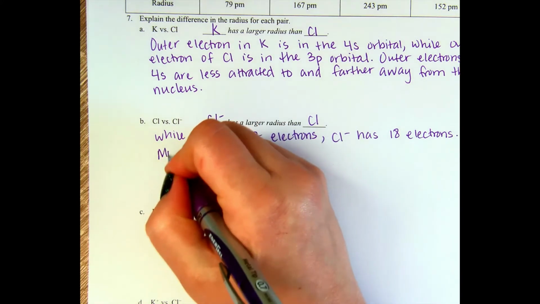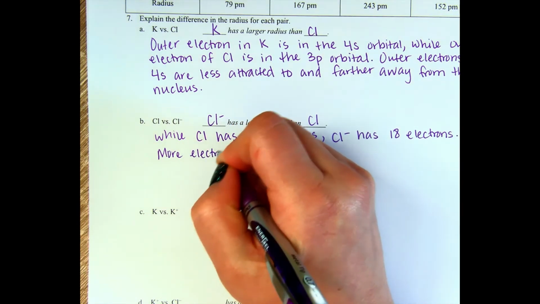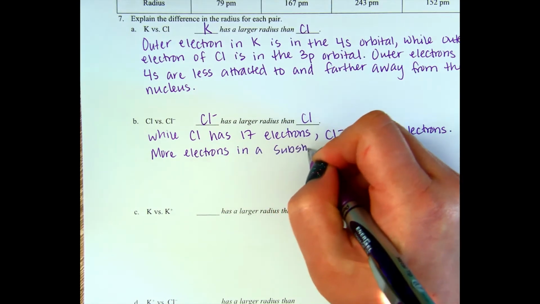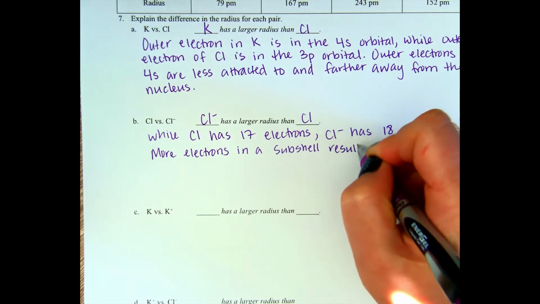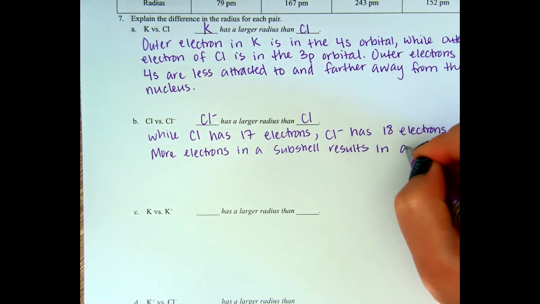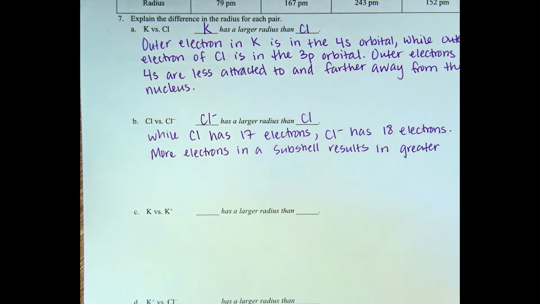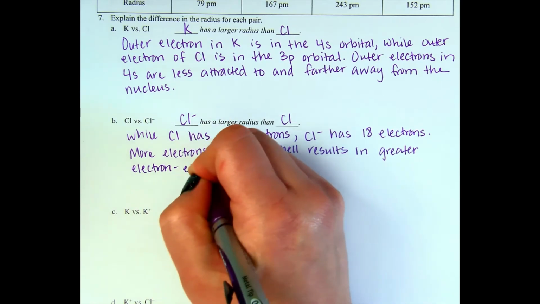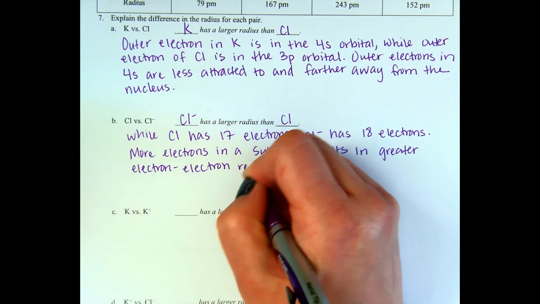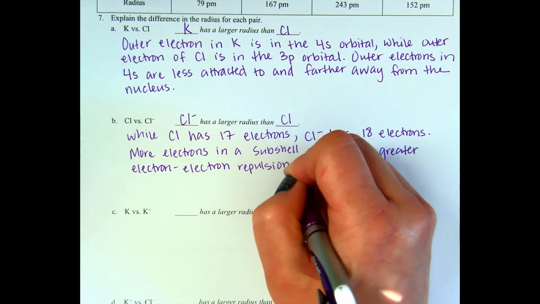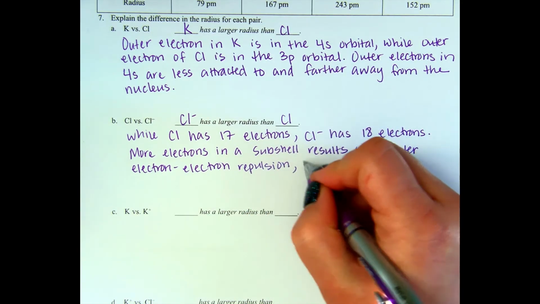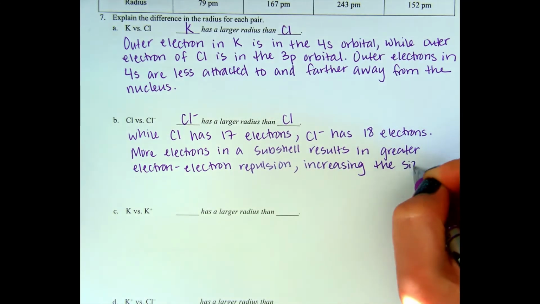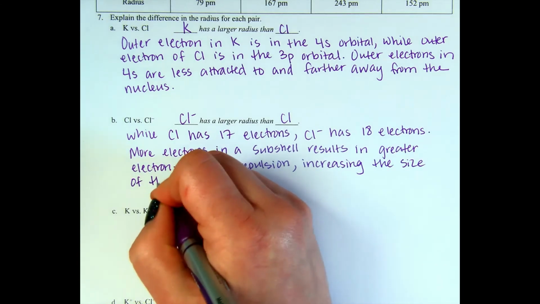More electrons in a subshell results in greater electron-electron repulsion. And overall, that increases the size of the atom. So increasing the size of the atom.